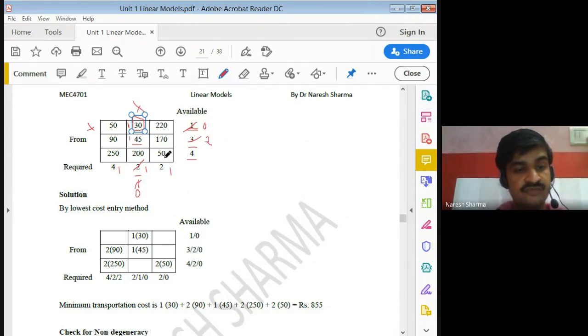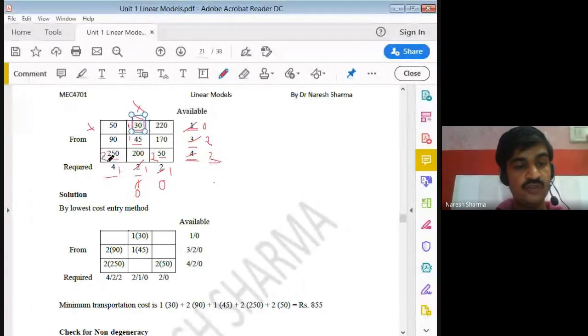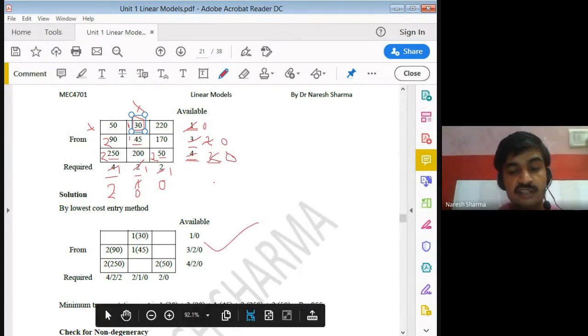The next minimum value is 50. So here we have 4 units. Here we have 2. So we can allocate the minimum, which is 2 here. This becomes 0. So this is your 2. Now for this we again have 2, because 2 is the minimum of 2 and 4. So we can write 2 here. So this becomes 2. This entry we give to this 90, because only this value is available in the corresponding column. So this also becomes 0 and this already became 0. So these are the allocations by the least cost method.